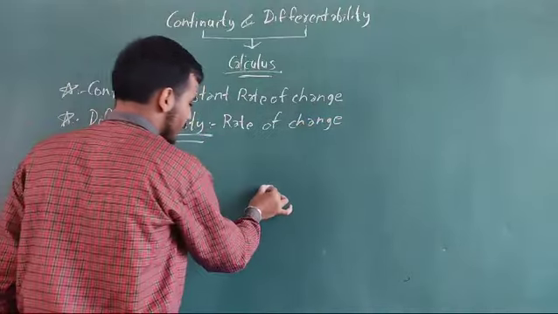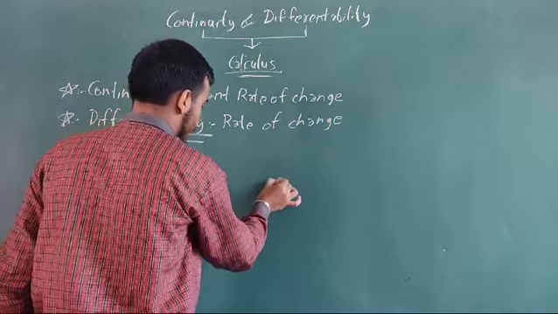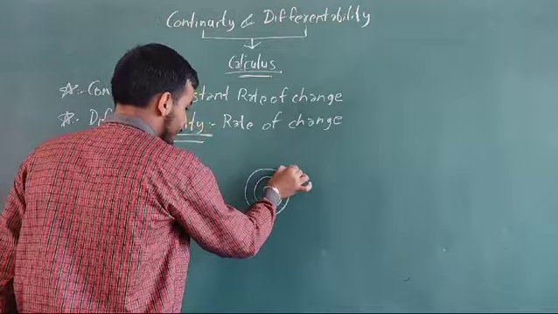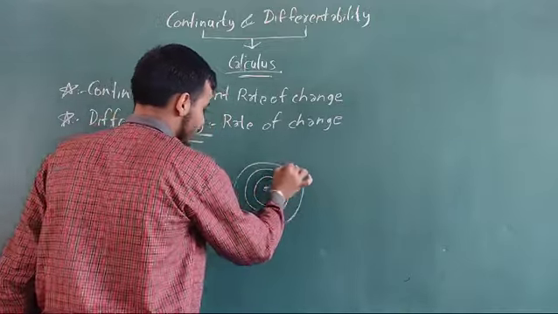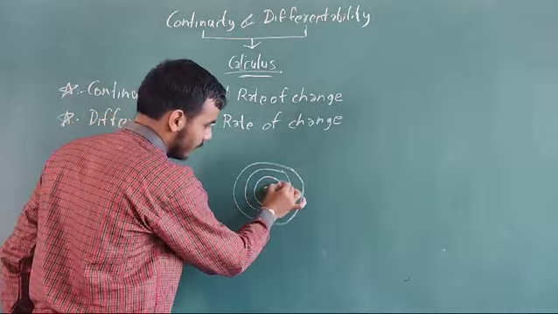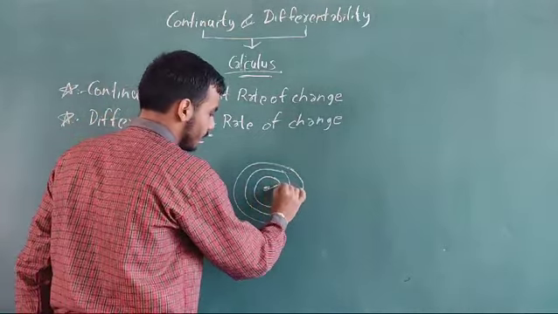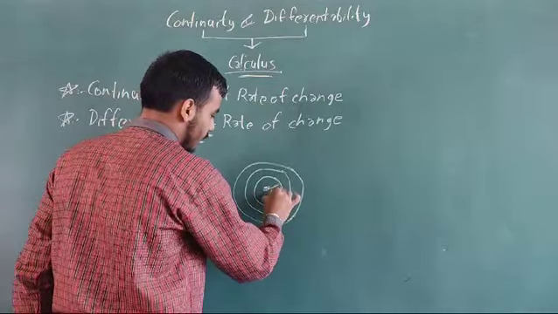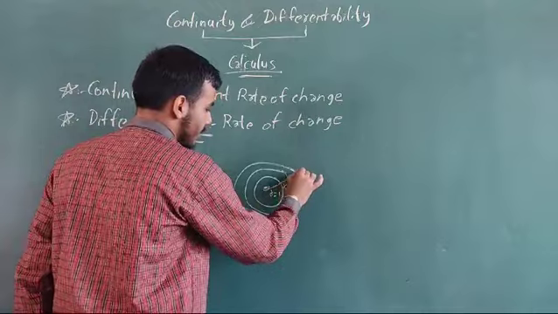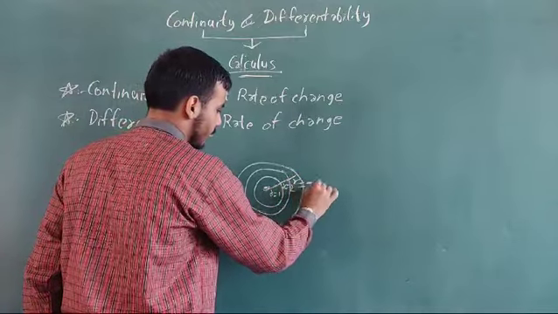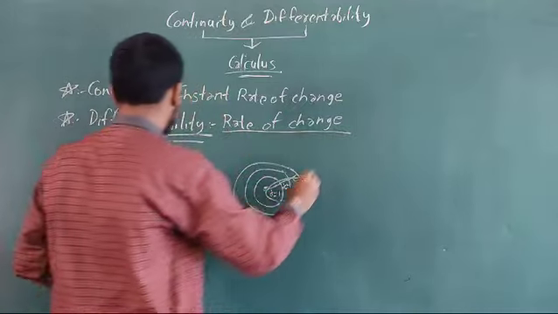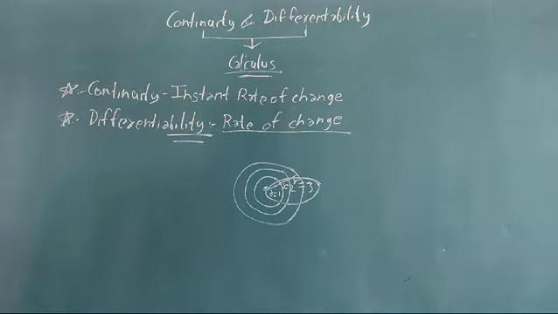Suppose you throw a stone in a pond. You will observe some circle type rings in the pond, and with respect to time the radius of those rings will increase. Like here, radius will be 1, radius will be 2, and radius will be 3. This change is known as rate of change, meaning differentiability.